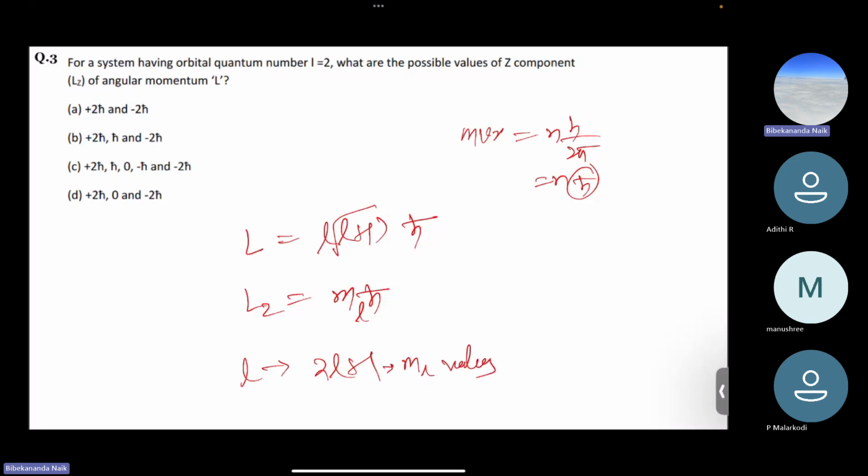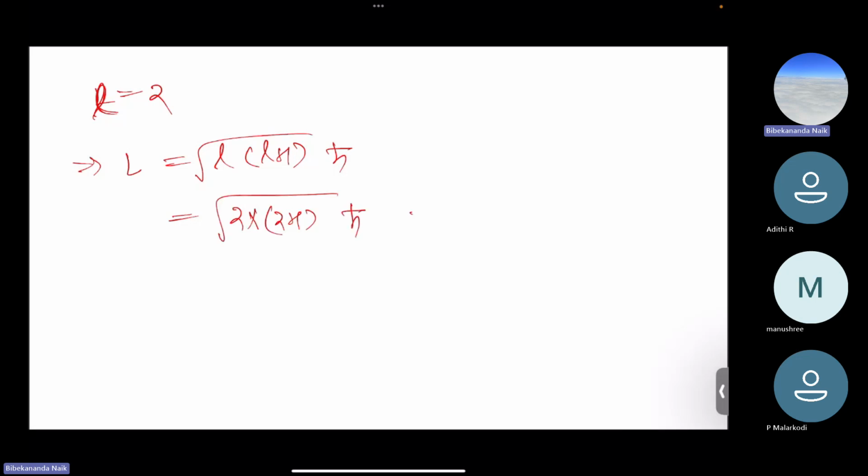Since l is 2 in our case, sorry, this is not capital L, we have small l as 2. So the total angular momentum will be root over 2 into 2 plus 1, times h cross. That is root 2 into 3, so root 6 h cross. So this is the total orbital angular momentum.